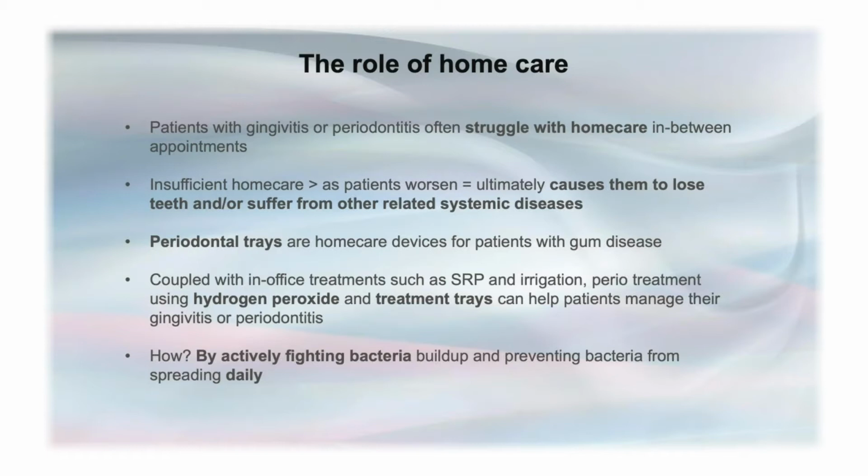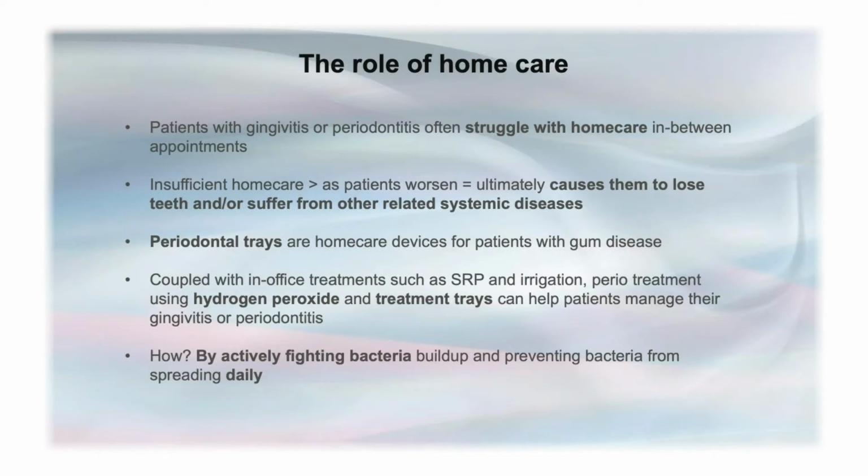So we need to explain, patients with gingivitis or periodontitis often struggle between appointments. They're not flossing. They might floss for a couple of days after, and then they forget about it. Insufficient home care causes them to lose their teeth and suffer from other related systemic disease, because, as I said before, heart disease, diabetes, cancer, all that's related to gum disease. And so periodontal trays are great ways to help the patients at home.